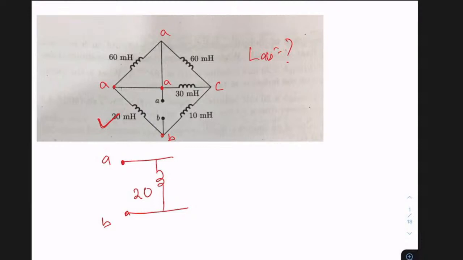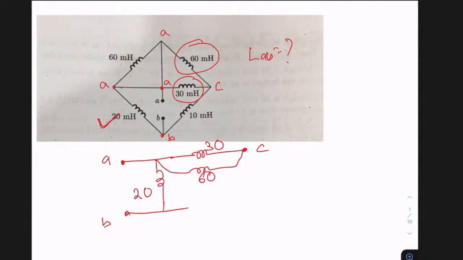Let's take a third node, which is C. If I ask you where this 30 millihenry is connected, it is between A and C. Then if I ask you where this 60 is connected, it is again between A and C. So this is your 60.